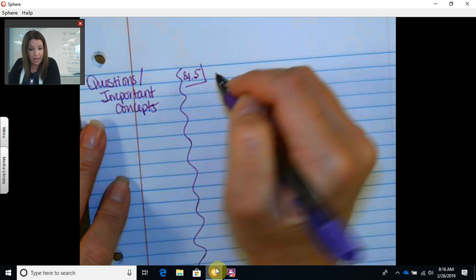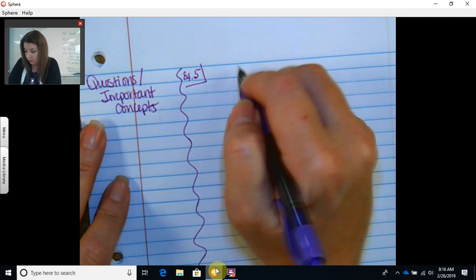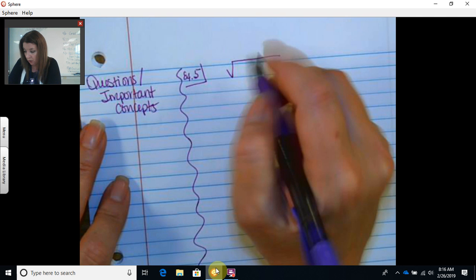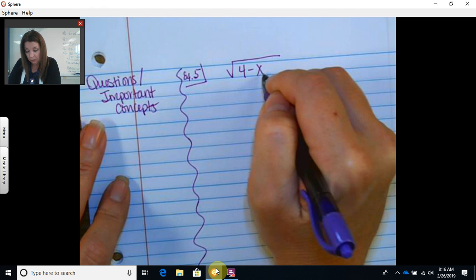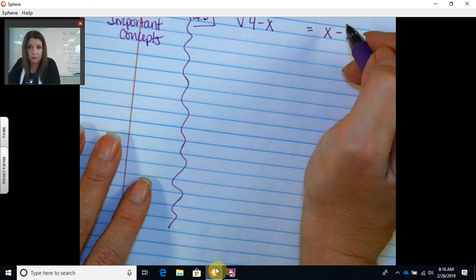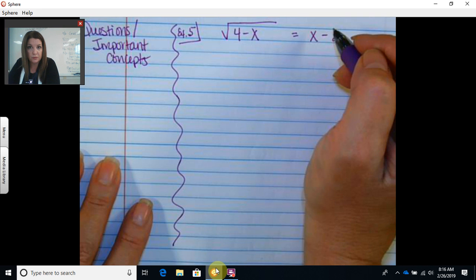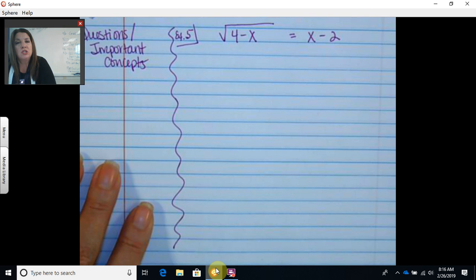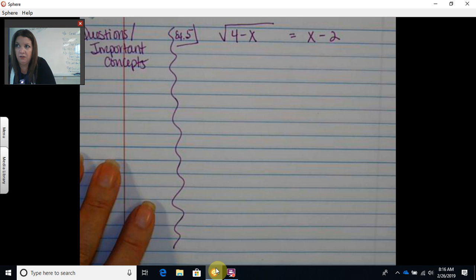We have the square root of 4 minus x equals x minus 2. All right, so we have a radical equation. Our first thing is we isolate the radical. So in this case, it's already isolated, right? So we can go ahead and get rid of the radical. How are we going to do that?